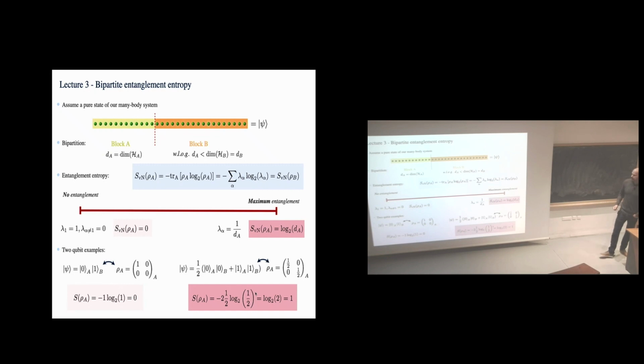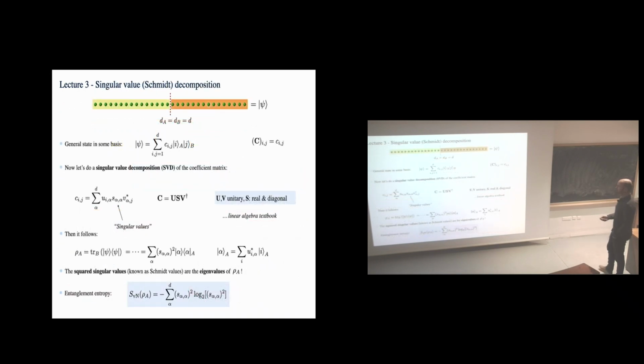All right, so so far it's only the theoretical concept. So how would I compute such a thing in practice? If I have a many-body state, I need these eigenvalues of my reduced density matrix. So how would I get them? And this is really where the singular value decomposition comes in, or also the Schmidt decomposition.